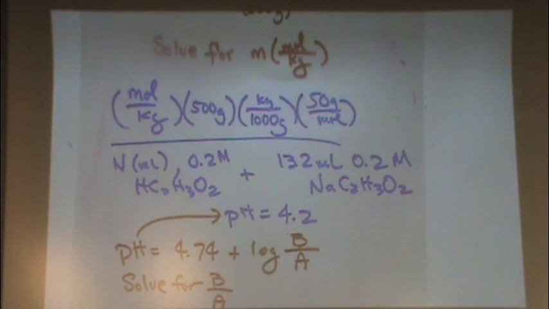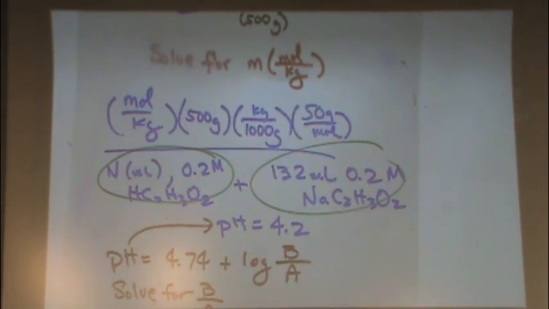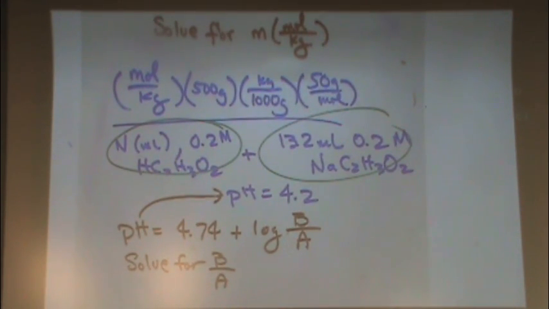Because here's the problem. If I read the question again, these two, let me circle them in green, this one right there and this one right here, are mixed. What problem is that going to cause in my calculation? What will change when I mix those two? The molarities, the concentrations will change. So I can't put those numbers in B over A, because they're going to change once I add more. They'll become more dilute. I need that final volume.